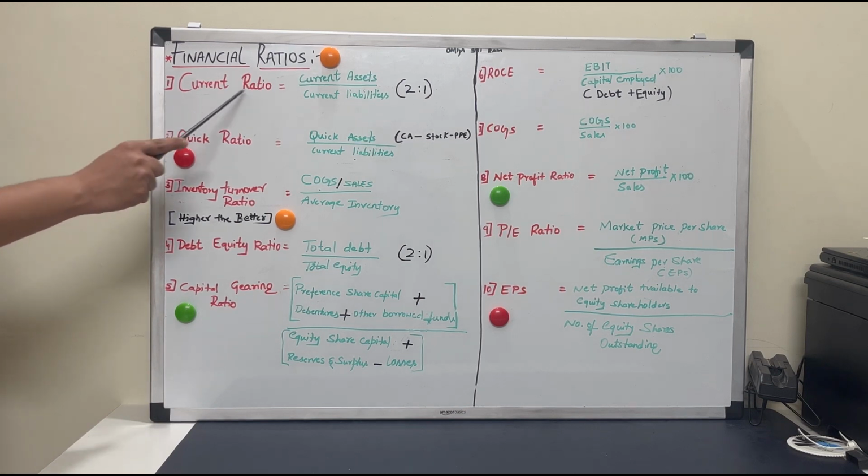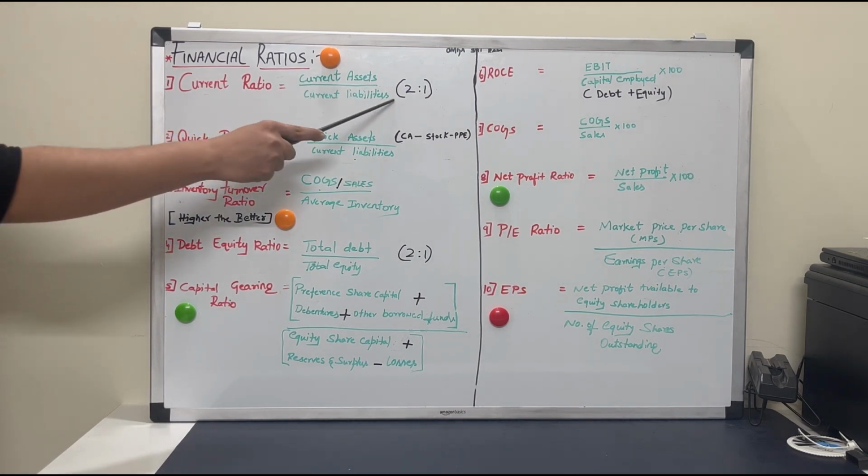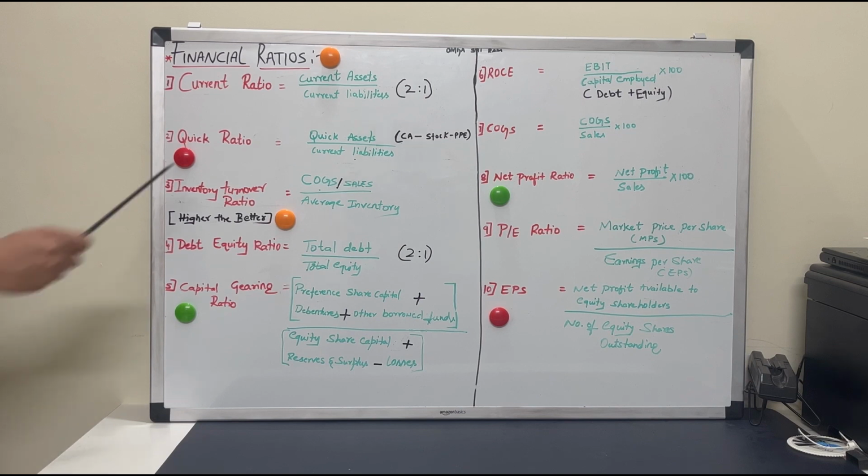The formula is current assets divided by current liability. The ideal ratio is 2 is to 1. Now, what does this mean? Suppose a company is having total current liabilities of 10 lakhs and total current assets is 20 lakhs. Now, that is an ideal ratio. Why? Because the current assets are double the amount of whatever current liabilities it is having.